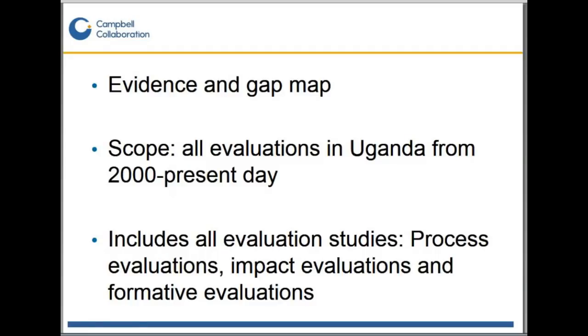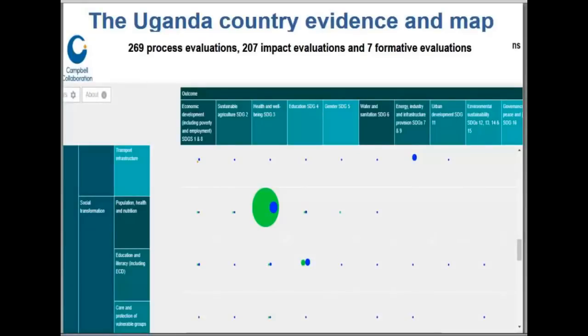So this is a gap map, but its scope is to include all evaluations, whatever kind, process evaluations, impact evaluations, and formative evaluations carried out of development interventions in the last 18 years. And so we put that map together. This is a snapshot of it. The green circles are the impact evaluations, the blue circles are the process evaluations, and there is a top left-hand cell, there's a small orange dot, that's formative evaluation. There are only 7 in the map, so you're lucky we've got one in this screenshot. We've not done many formative evaluations.